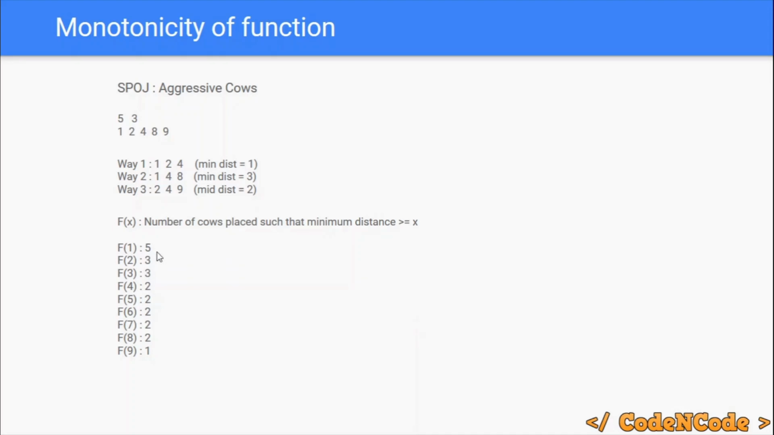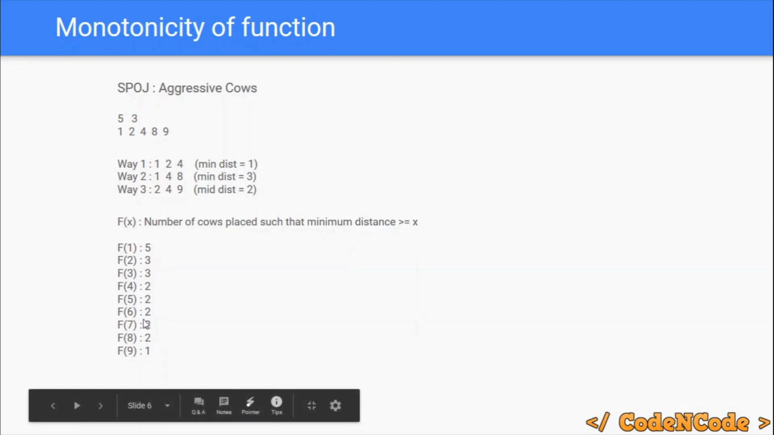Similarly, if you evaluate f of 2, it would come out to be 3. Similarly, for f of 3, it is 3. For example, you can place the first cow on 1, the second cow on 4, and the third cow on 8. So you will be able to place 3 cows. Similarly, these are examples for the rest of the values.